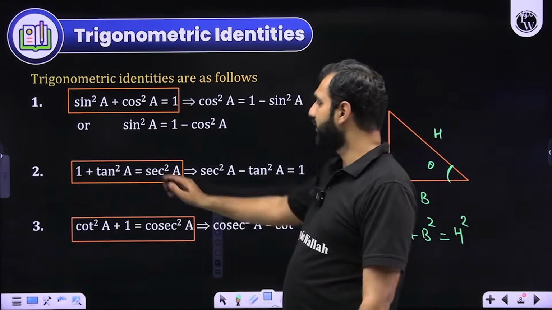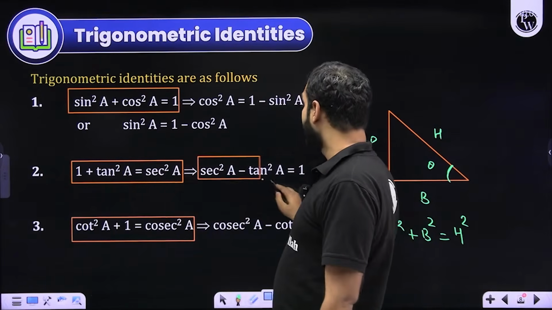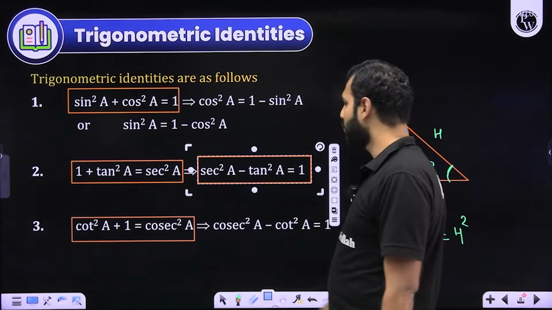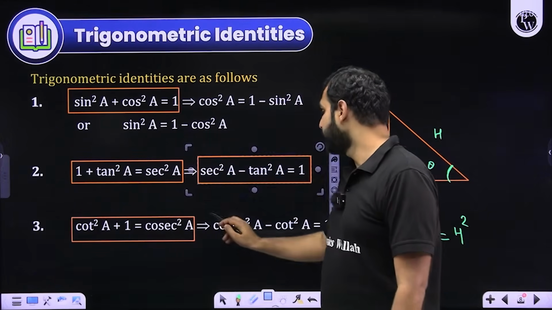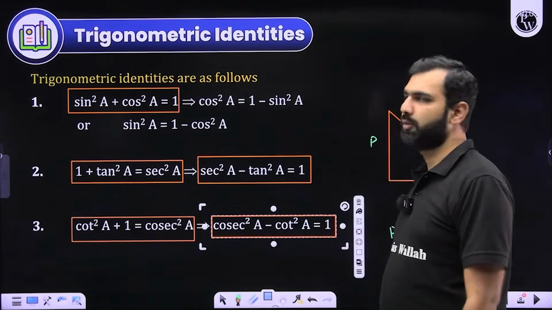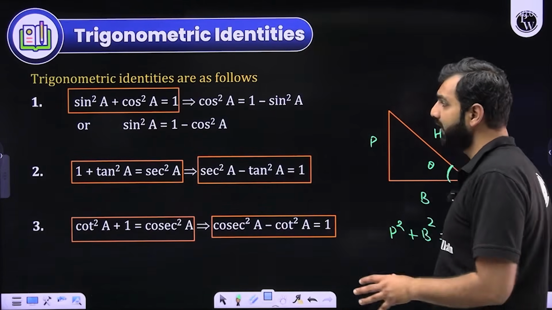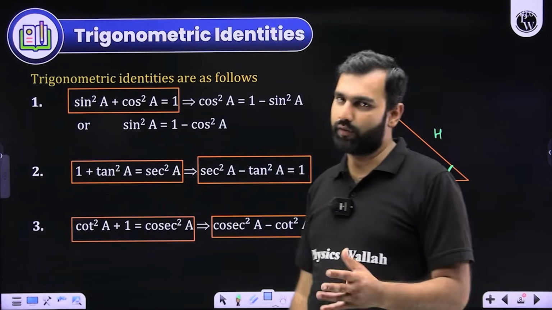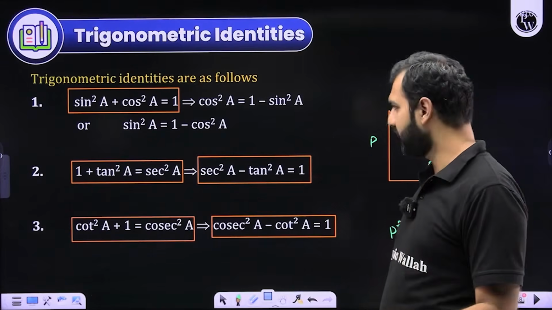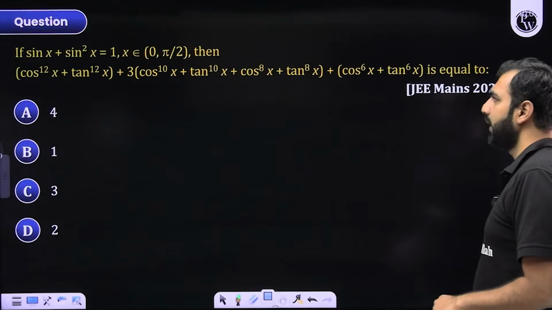For example, here, if I take tan square a on the right hand side, sec square a minus tan square a will be 1. Here, cosec square a minus cot square a will also be 1. So these are some standard identities which you must have at your fingertips. This is something very basic which is expected out of you, right?